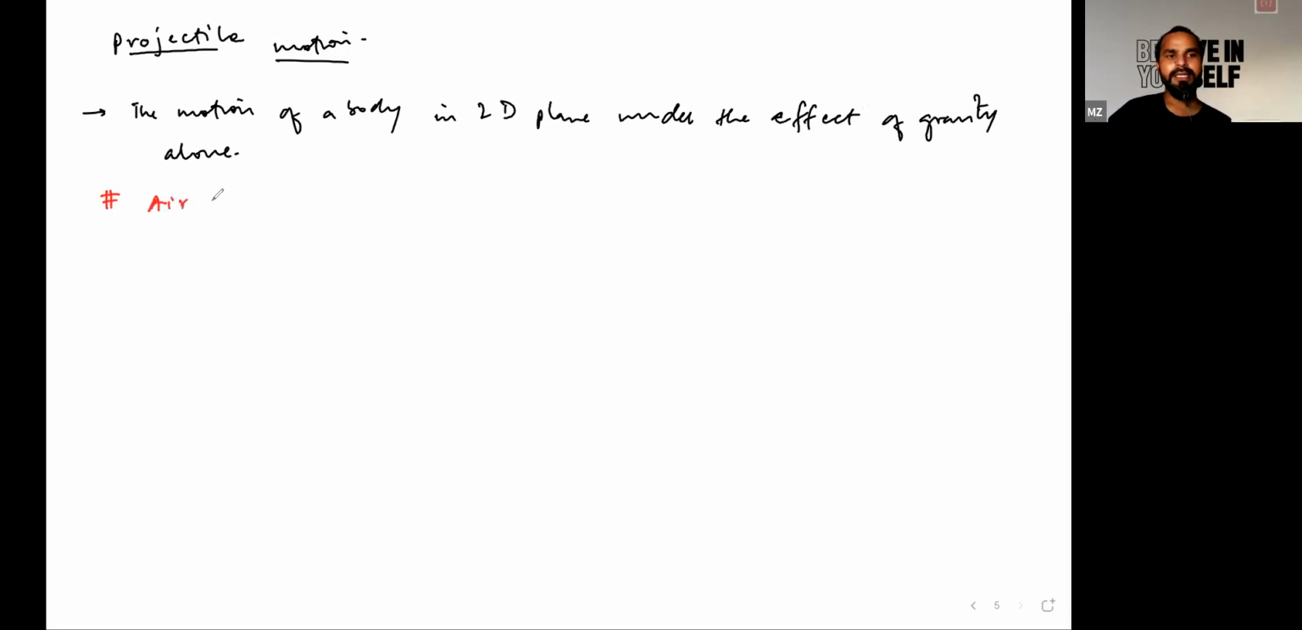First, air resistance is neglected. Second, gravity is constant for the entire trajectory.